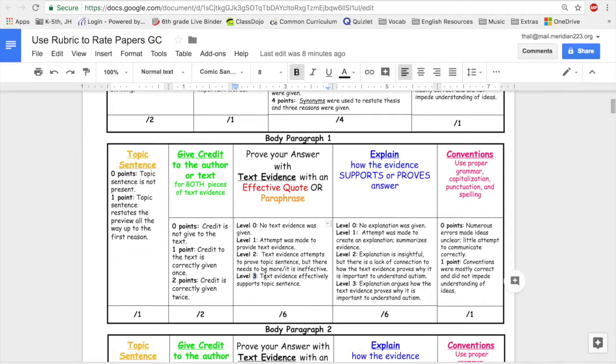You're looking at both pieces of evidence, and there's a total of 6 points here. So if both pieces are 3, they'd have a 6. If one piece of evidence is a 2 and one piece is a 3, it'd be a 5.